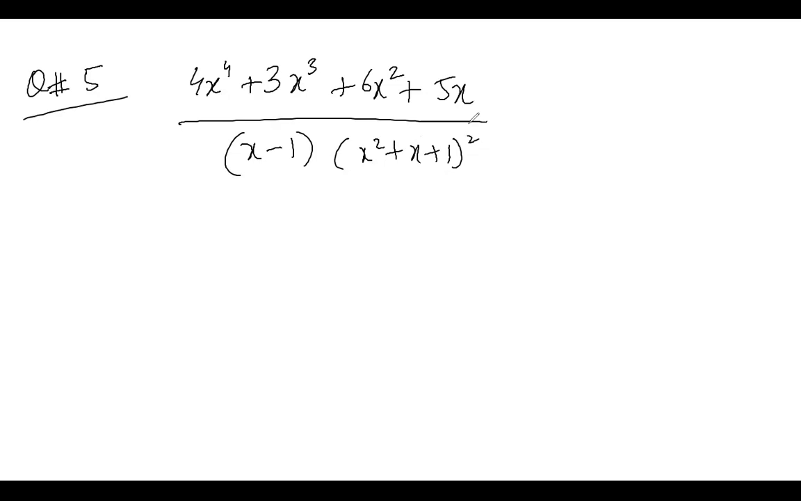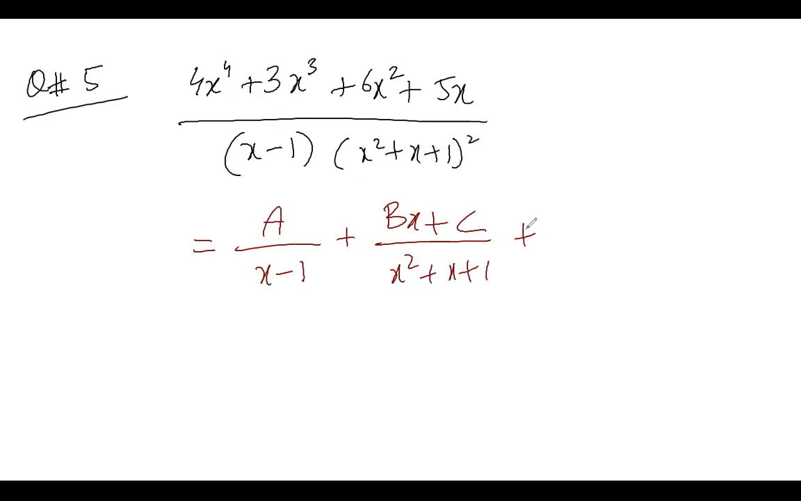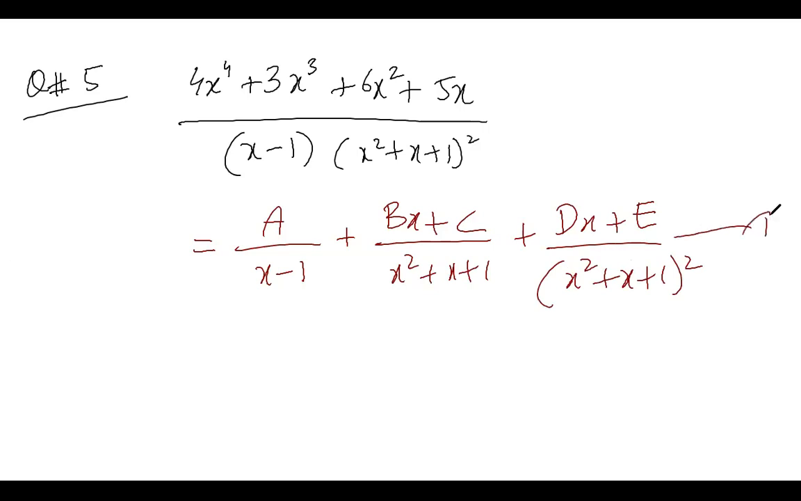Okay. Now, how will we write the constants for that? A over x minus 1 plus bx plus c over x square plus x plus 1 plus dx plus e over x square plus x plus 1 whole square. Okay. You call this equation 1.